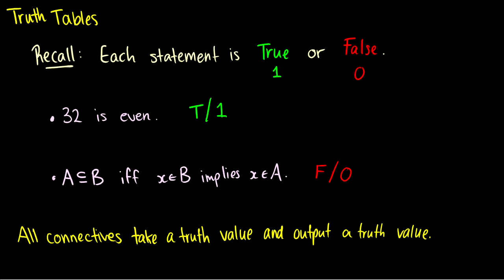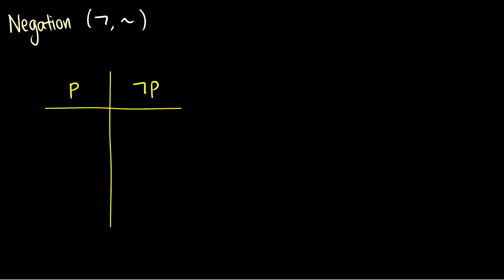But what happens if we want to think about truth values for more general statements? For instance, what if we had X is even and we want to think of all possible outcomes? Well, this is what truth tables are for. And all connectives take a truth value and output a new truth value. So depending on the connective, the truth values can change. Let's take a look at each connective individually and see how this affects our truth values.